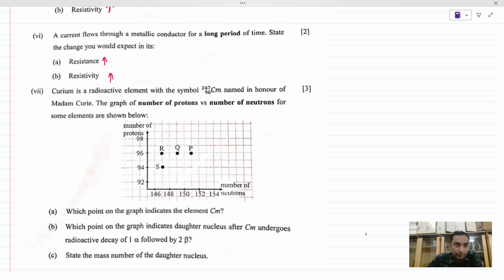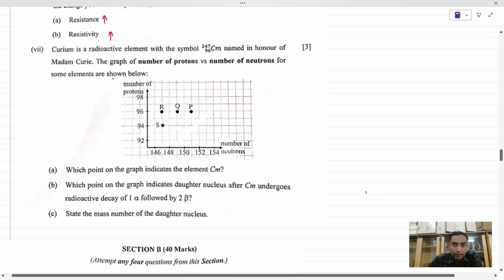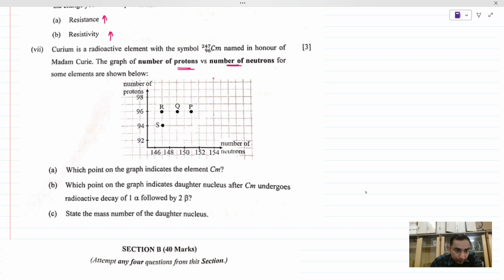Now, curium is a radioactive element. The graph of protons and the number of neutrons is given. Which point in the graph indicates curium? The number of protons is the atomic number, so the atomic number is 96. So any one of these three could be curium. And the number of neutrons means this minus this one.